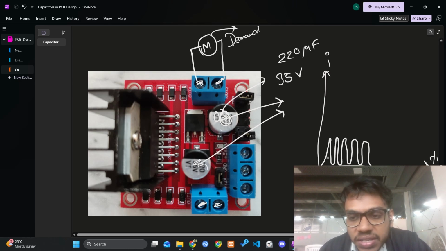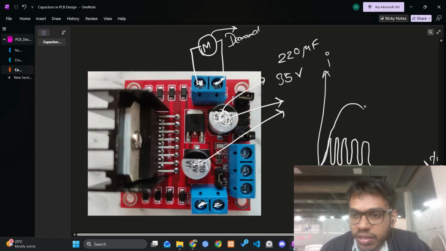Okay, so you can see the frequency. The frequency at which this current is changing is very high, and that is where we use decoupling capacitors. But in case of these motors, this frequency won't be that high. It will look something like this.